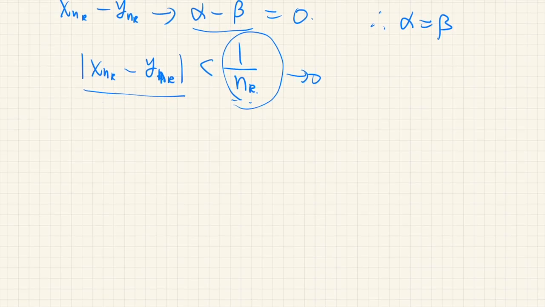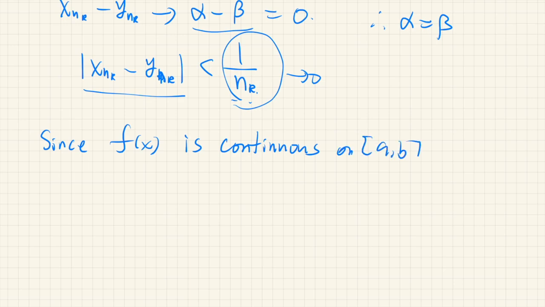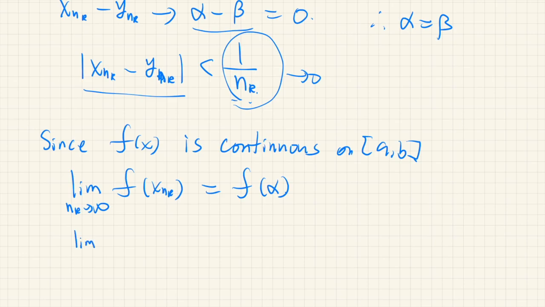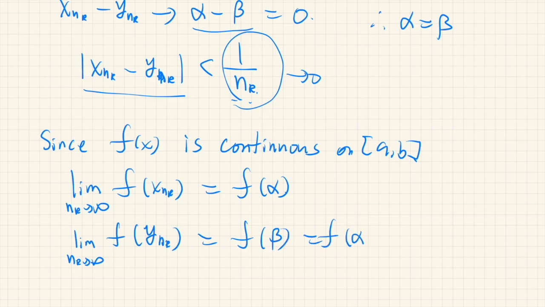Now, since f(x) is continuous on this interval, we have the limit as n_k goes to infinity of f(x_{n_k}) should be equal to f(alpha). And similarly, the limit as n_k goes to infinity of f(y_{n_k}) should be equal to f(beta), but beta is equal to alpha, so that is equal to f(alpha). And they're equal, of course.